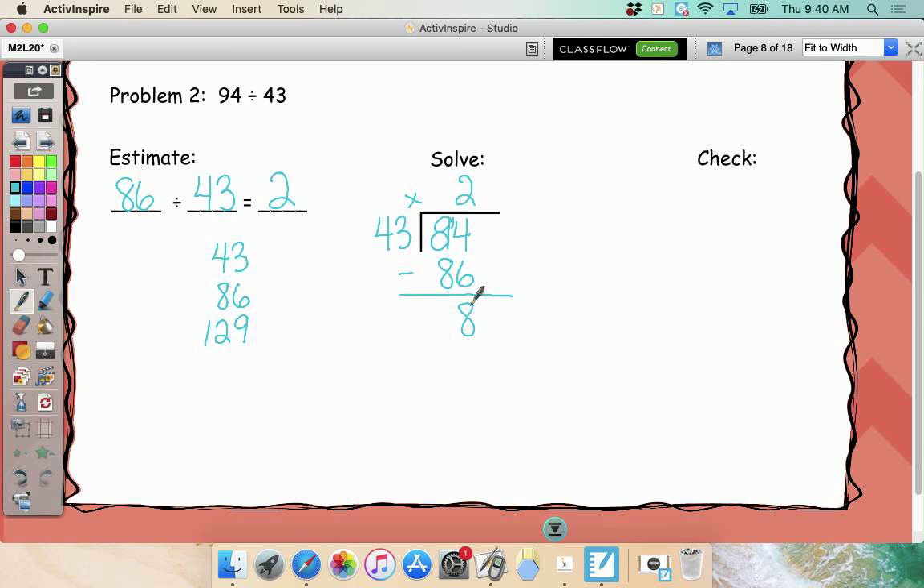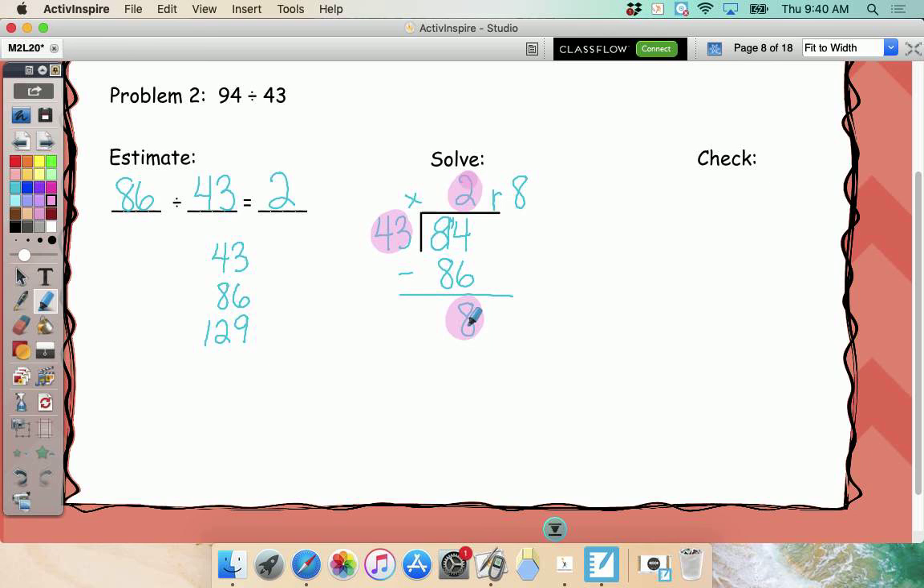So after I subtract, Sergio, what's my next step? After I subtract, what do I do? Check. What do I check, Sergio? And is 8 smaller than 43? Yeah. Okay. What 3 numbers do I highlight, Alan? 2, 43, and 8. You are right.